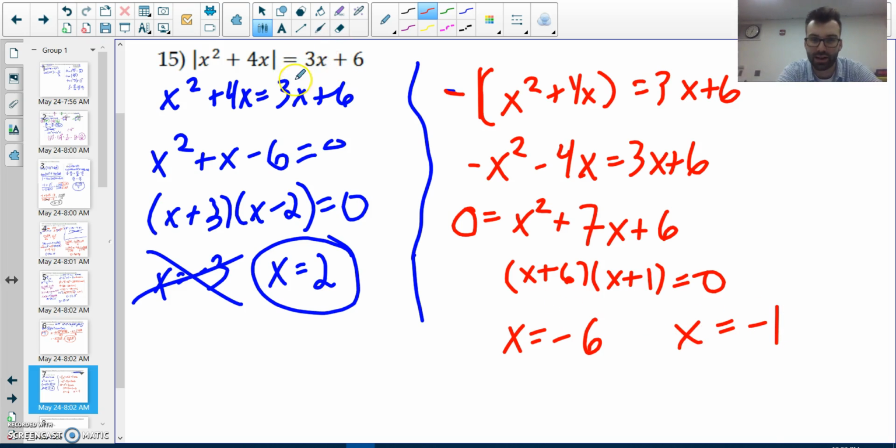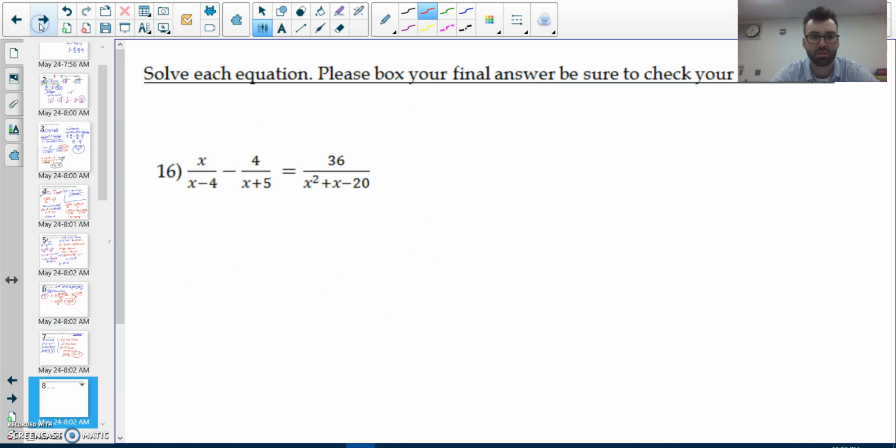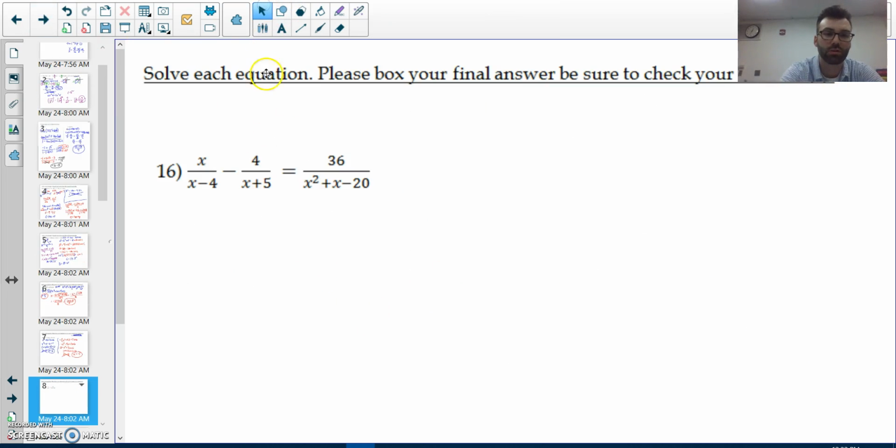If I plug negative 6 in here, I'll get a negative answer, so I can toss out negative 6. If I plug in negative 1, it's negative 3 plus 6, which gives me a positive answer. So negative 1 and 2 are my solutions. Boom! We are cruising now.